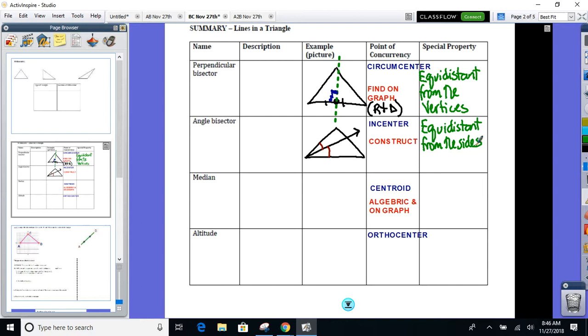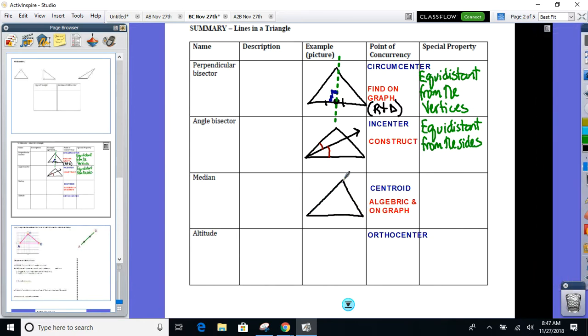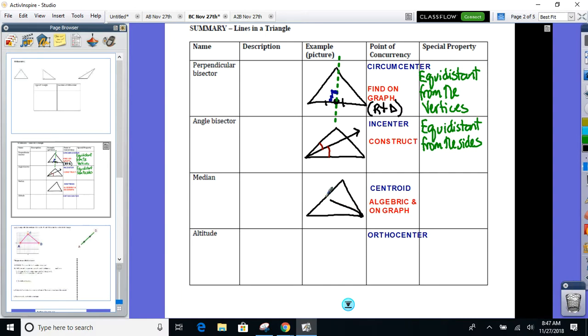And then yesterday we went over this new concept called a median. So everyone draw another triangle, please, in the example box. Where's a median start? Any vertex, and goes to the what of the opposite side? Midpoint of the opposite side. Medians go to midpoints.